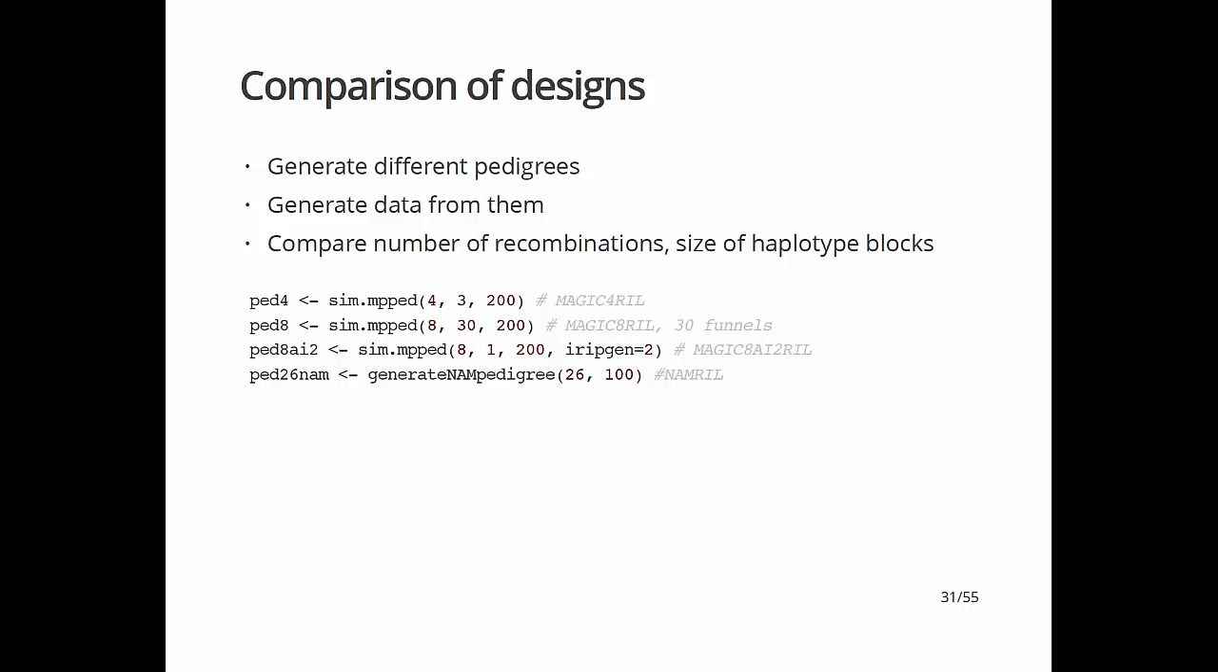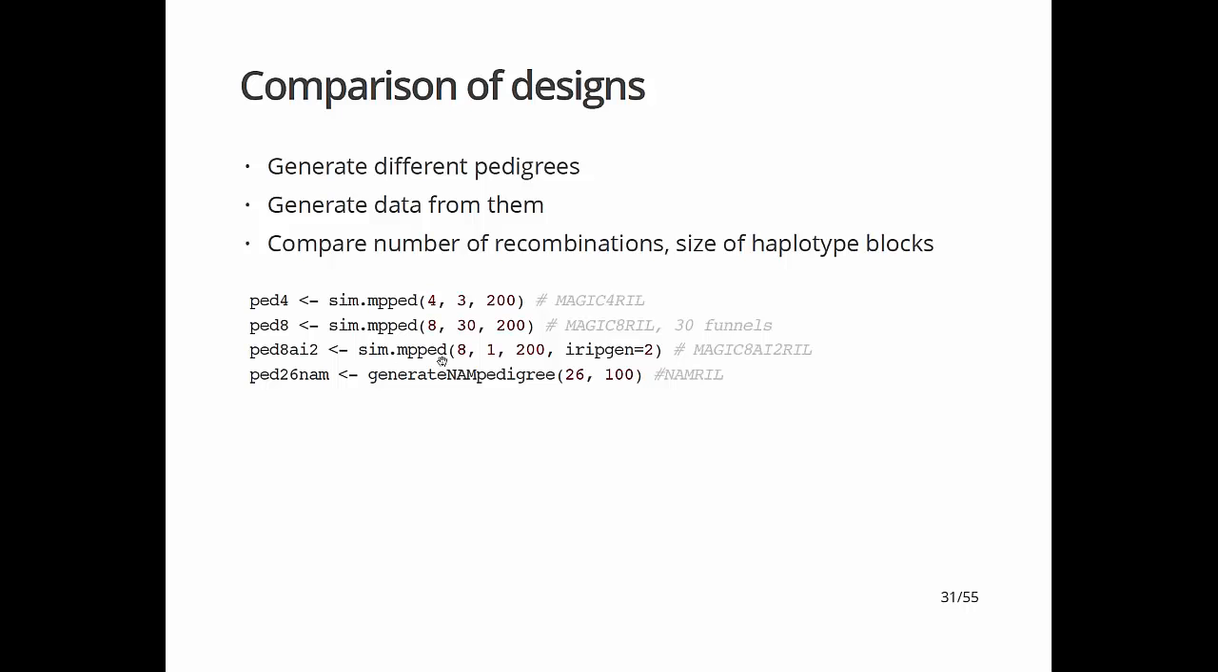So down here are some examples of different types of pedigrees you can generate. The main function is called sim.mpped, and there are a number of parameters there. As I said, I mentioned it briefly. You can put in the number of founders, the number of funnels, the number of individuals to generate. You can even put in the number of seeds to be pulling out of each line after you get to the intercross stage before you go into selfing. And you can change the number of generations of selfing as well. So you can do that for the 4-parent, the 8-parent.